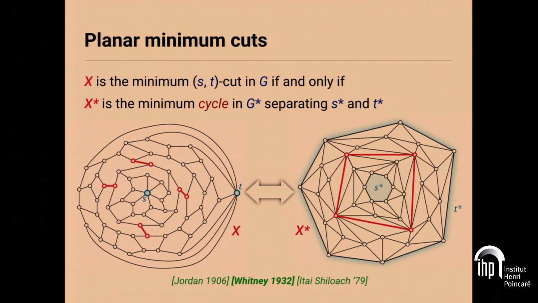Symmetrically, any collection of edges in the original graph that separates S and T, if it's minimal, meaning if you can throw out edges and there's still separation, go ahead and throw them out, then when you dualize, you're going to get a cycle in the dual graph that separates the corresponding sets of faces. So a cut is a subset of edges whose deletion separates the vertices, and a cycle is a collection of edges whose deletion separates the faces, because faces and vertices are just duals of each other.